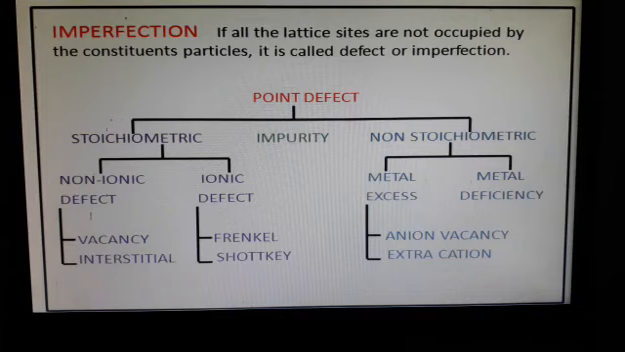Imperfection is of two types, point defect and line defect. Line defect means when in a crystal an entire row or entire column is absent. Second is point defect, when a few points are missing. Point defect can be classified into three categories: stoichiometric, impurity, non-stoichiometric. This is a flow chart for the systematic classification of point defect. We will discuss these points in the next slide.